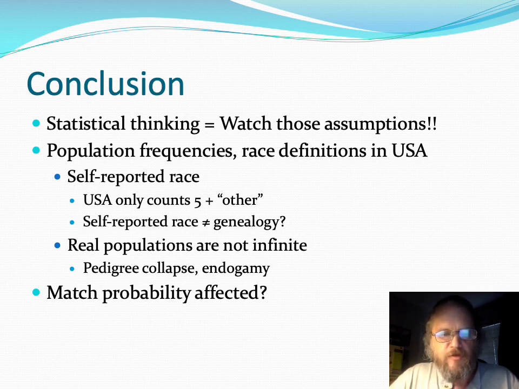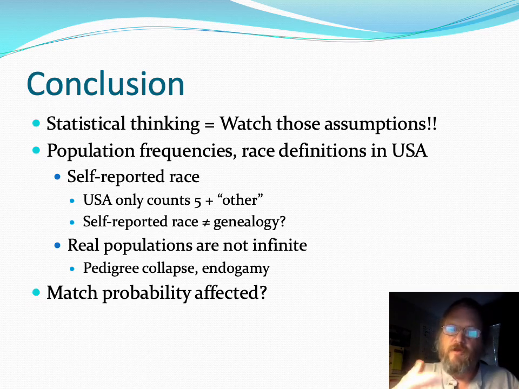All right. And the other part is that the self-reported part doesn't necessarily correspond perfectly to actual genetics, right? So race is used as a shorthand for genetics, but it's not the same thing. And of course, from a statistical point of view, real populations are not infinite. And yet the assumptions about doing those calculations and coming up with those match probabilities are as if they are infinitely large. Okay?